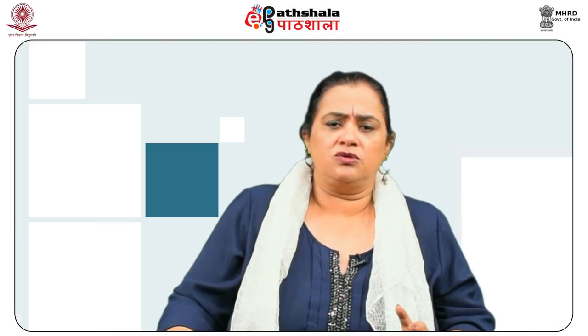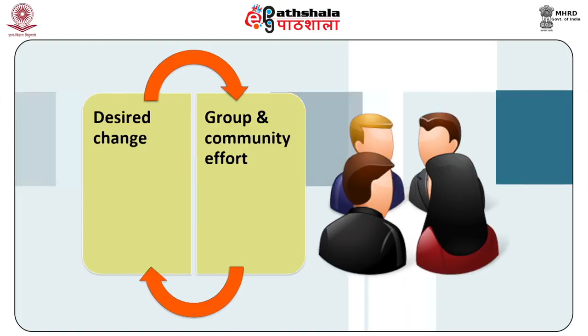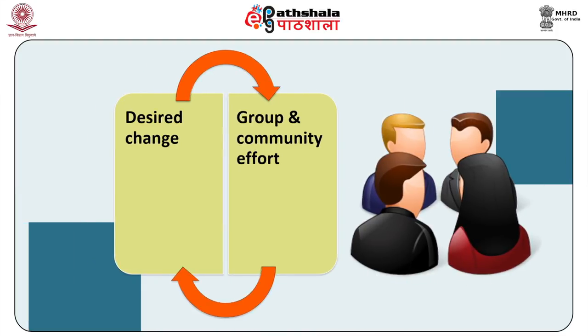The early Western writers in social work, therefore, saw social action as a method of bringing about change in the existing system, primarily through the means of social legislation. Nanavati, in 1965, viewed social action as a process of bringing about the desired change by deliberate group and community effort.